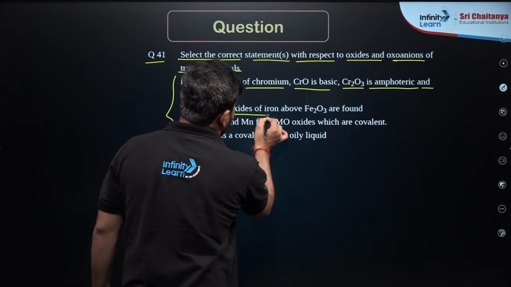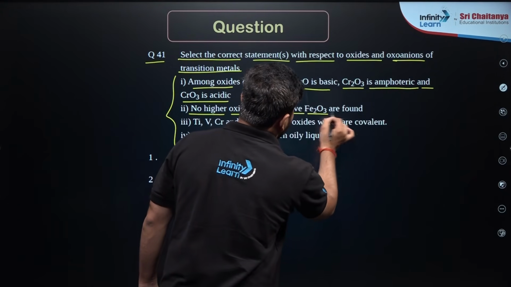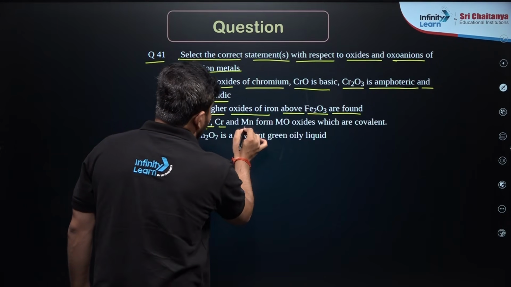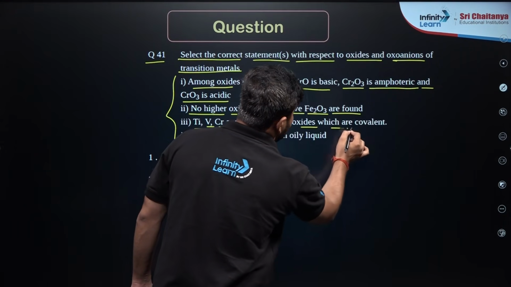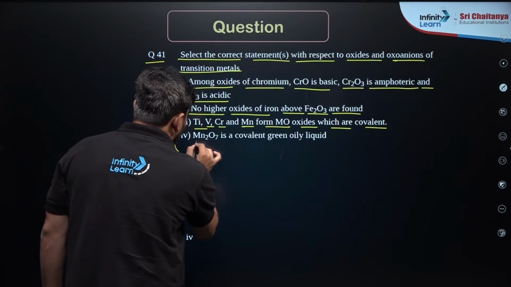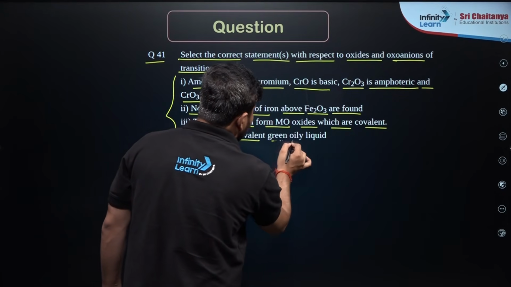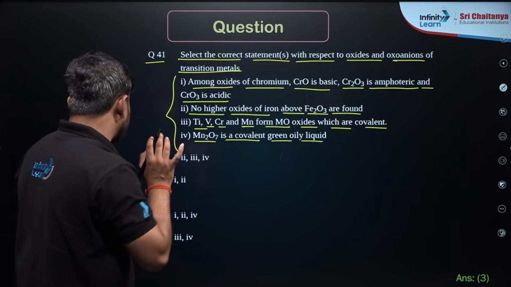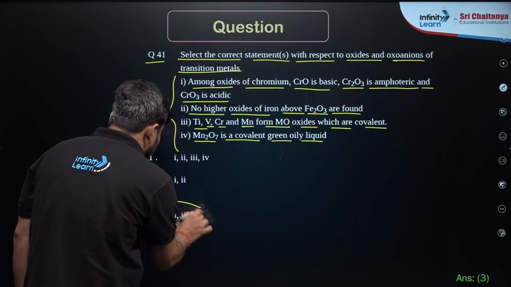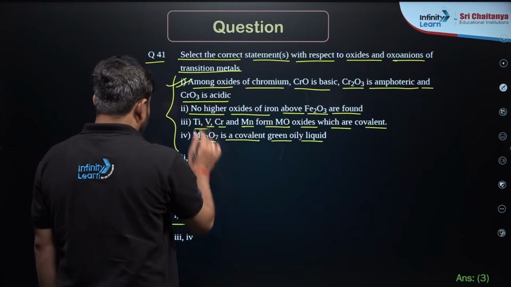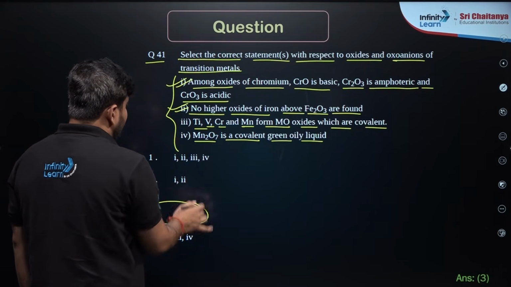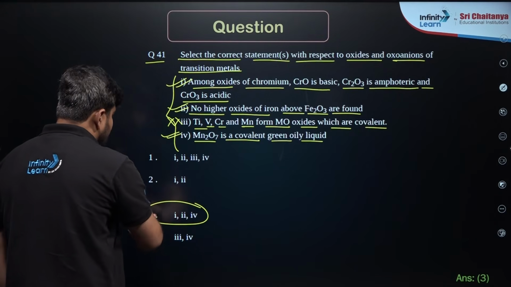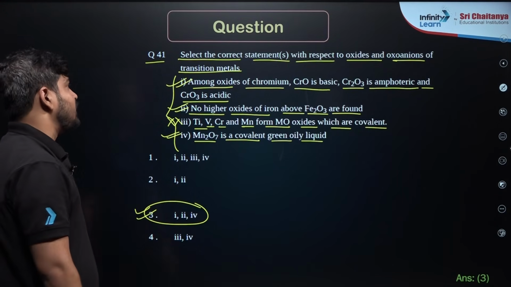Second, no higher oxides of iron above Fe2O3 are found. Third, Ti, vanadium, chromium and manganese form MO oxides which are covalent, and Mn2O7 is a covalent green oily liquid. So basically option third is the correct statement, because the first is correct, the second is correct, and the fourth is correct, and this statement is fully wrong. Option third is the correct answer of this question.